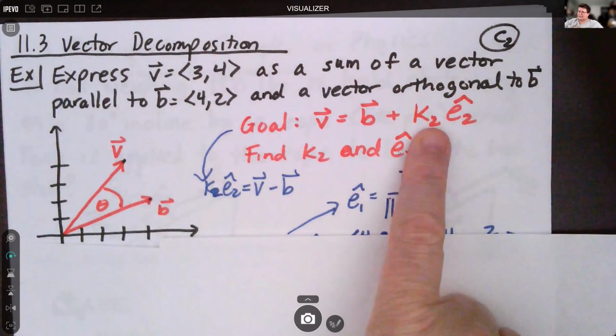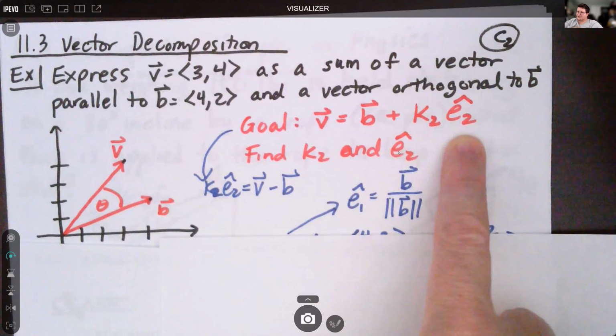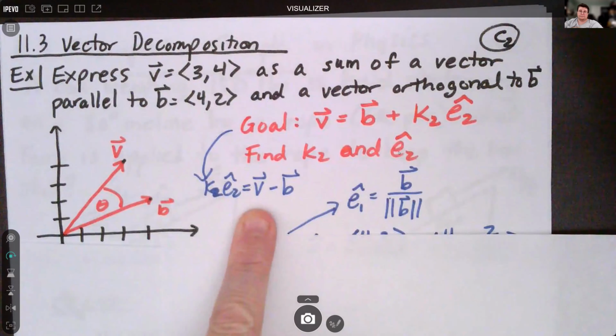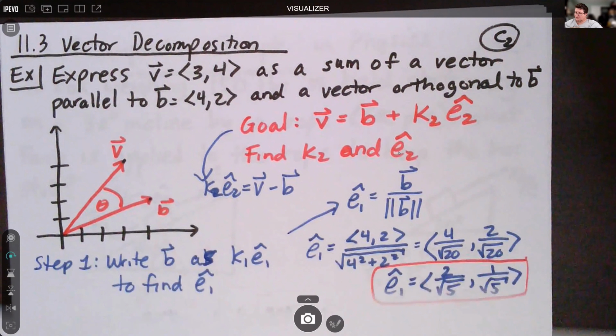Notice if I subtract the B vector over, I've got K2 E2 is equal to V minus B. So keep that in mind, and we're going down to it. Okay, step one, let's write V as K1 E1 plus K2 E2, starting by finding E1.